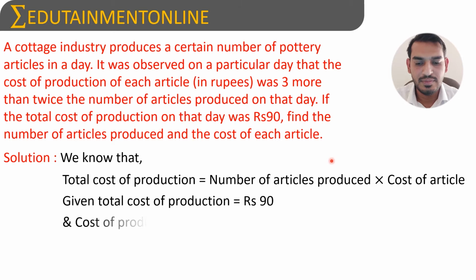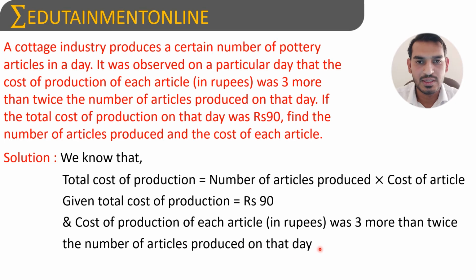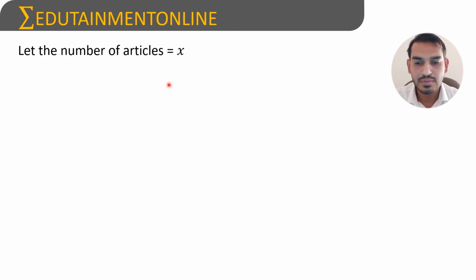Now we need to find the cost of production of each article. The cost of production of each article is given as 3 more than twice the number of articles produced on the day. So let the number of articles be x. Since the number of articles is x, the cost of production of each article will be 3 more than twice the number of articles, which means 2x plus 3. So the cost of each article is 2x plus 3.